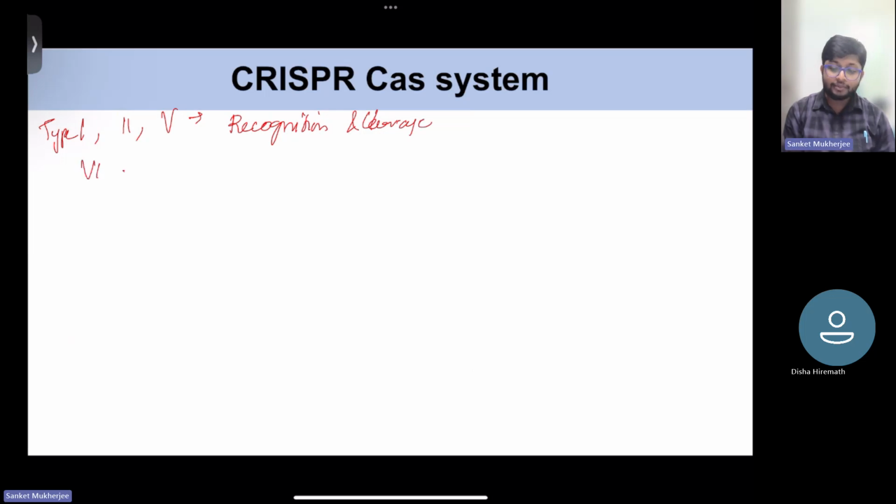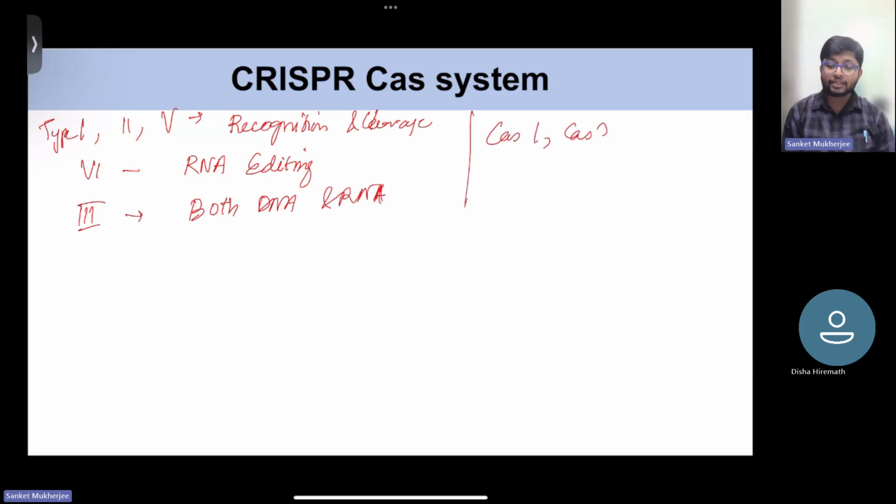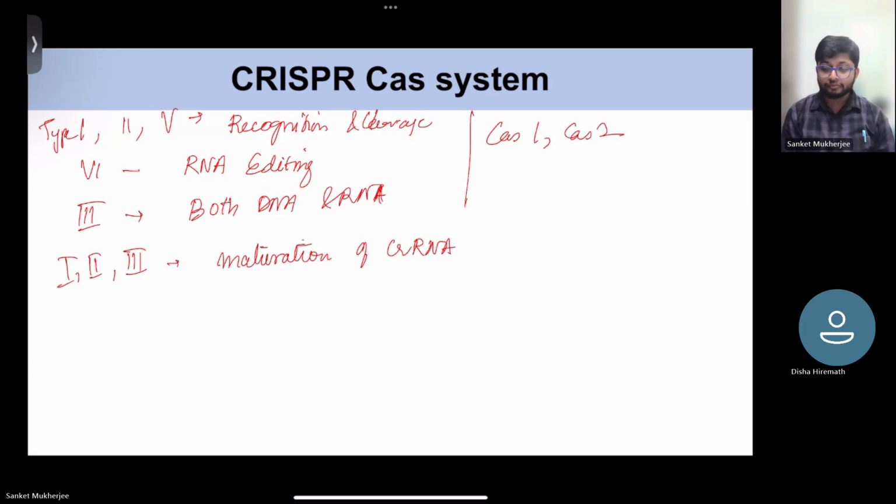Type 6 is important for RNA editing, whereas type 3 is important for editing in both DNA and RNA. All known CRISPR systems, as we already discussed, have Cas1 and Cas2 in common. Type 1, type 2, and type 3 are important for maturation of crRNA or CRISPR RNA. And it targets the foreign nucleic acids like DNA or RNA, right?